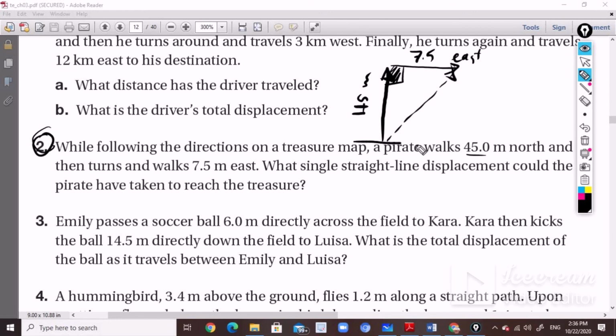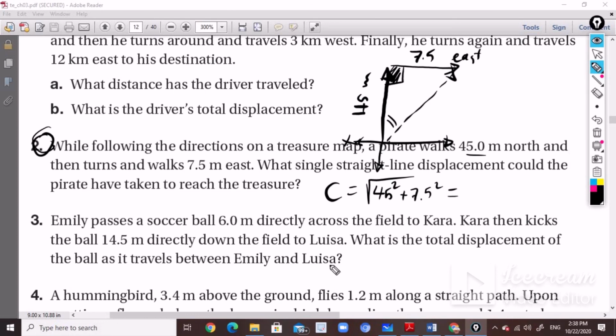Okay guys, here as you see, that is the x and y, like that. Okay, that is the direction. Now let's write by the same way I told you before. C means the magnitude or the displacement. C equals the square root of 45 squared plus 7.5 squared equals 45.6 meters. That is the magnitude or displacement.